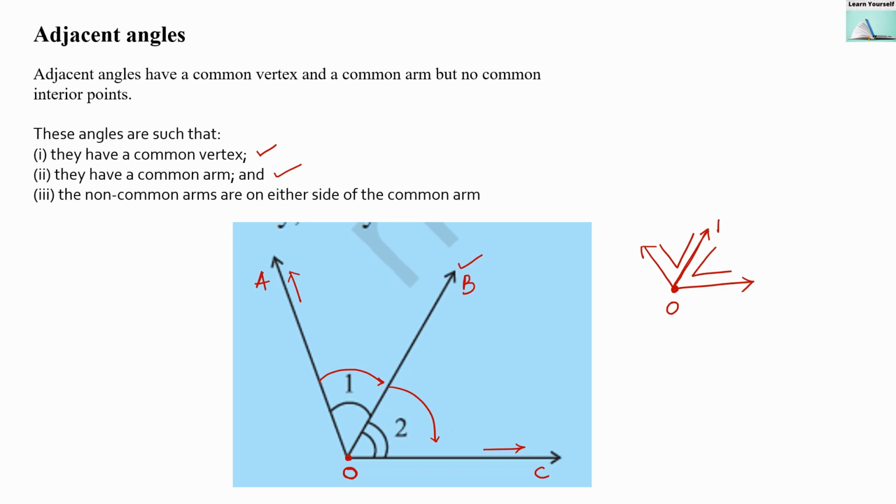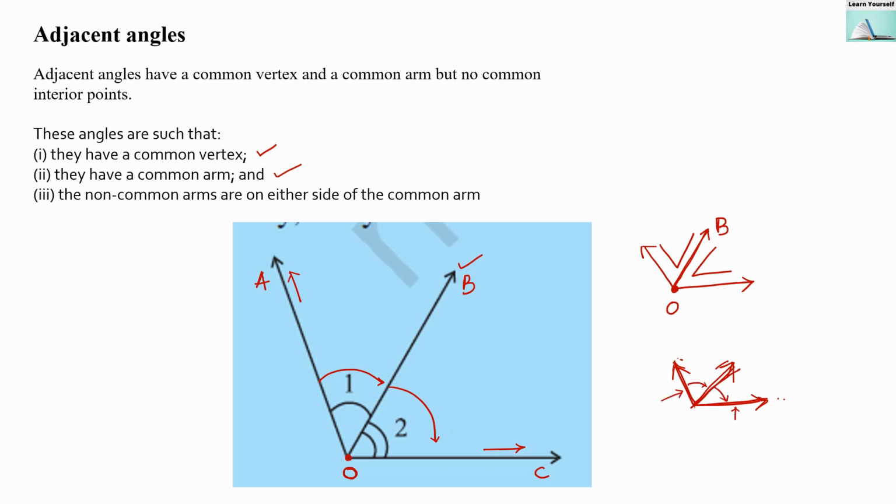So OB is a common arm. Now we are talking about non-common arm. So this arm and this arm are non-common and they are on either side. Either side means both sides of the common arm. This is the common arm and on either side they have a non-common arm. So this arm is not for this angle and this arm is not for this angle.